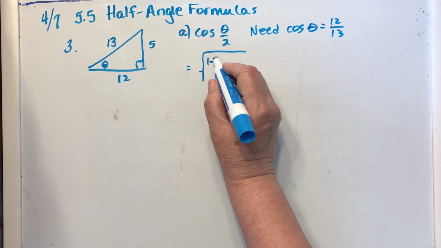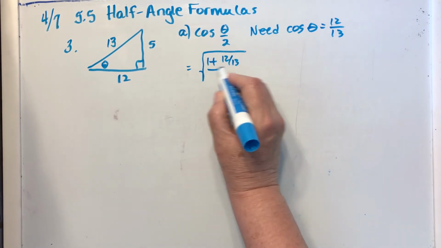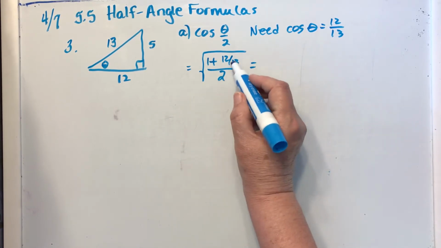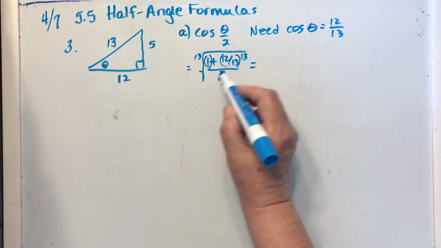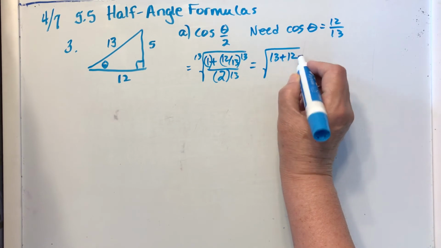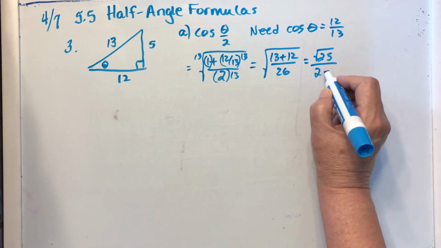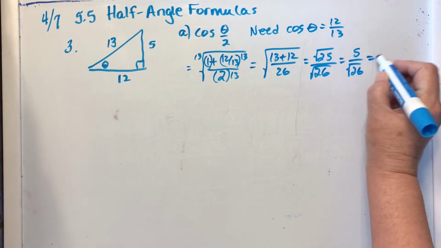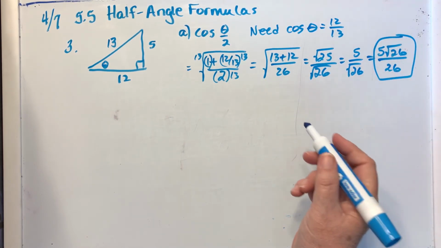For cosine, it's 1 plus the cosine of theta, which we found to be 12 over 13, all over 2. So now we need to multiply everything by 13. We're going to multiply each and every term by 13 because that's the denominator of that fraction. So this is the square root of 13 plus 12, all over 26. So that's the square root of 25 over the square root of 26. So that's 5 over the square root of 26, which we need to rationalize. We get 5 square root of 26 over 26 for our final answer.